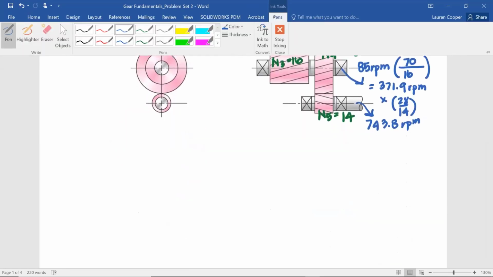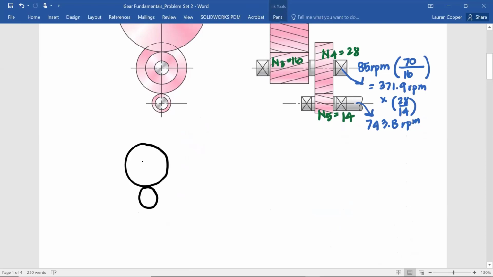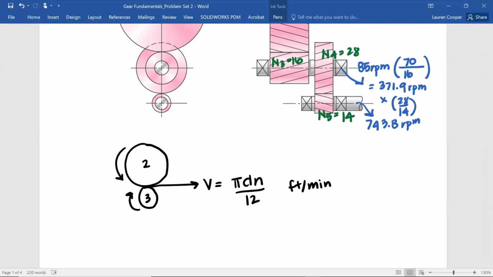Now let's look at pitch line velocity. I'm going to draw a side view. Gear 2, gear 3. Let's say this is the direction of the angular velocities. The pitch line velocity is the linear velocity where the two gears meet, and it's given in feet per minute. And the formula is pi d n over 12, and this is going to be feet per minute. So you can use either gear 2 or pinion 3 to calculate pitch line velocity. It's going to give you the same value, and that's important. So the pitch line velocity, again, is the same for gear 2 and pinion 3.